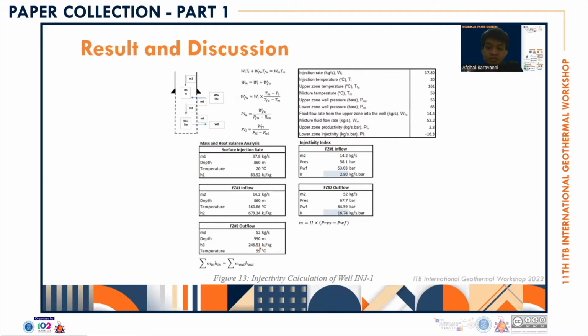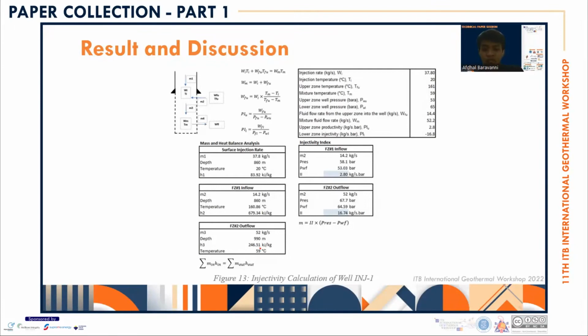The analysis result indicates that the main feed zone is at a depth of 990 meters with an injectivity value of 16.8 kilograms per second bar. Based on the injection simulation result on the numerical model using the CMG STARS simulator, it can be concluded that the injectivity calculation of the injection 1 well was carried out shortly after rock properties such as porosity and permeability in the geothermal field had increased due to the cold water injection.